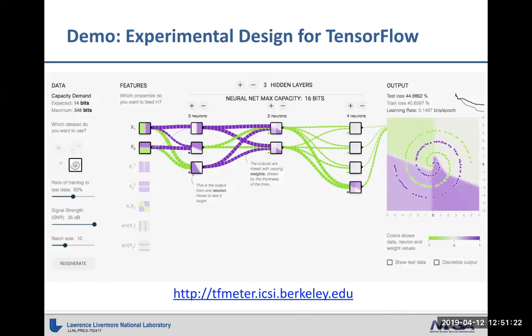So if you now want to try this out, this is a bunch of abstract stuff. Here is TF meter. On the left you get a couple of data sets, and when you click on them, it shows you the network capacity and the expected capacity, which is 14 bits in this case. You can also add noise and all of this. Ignore the features for now. We haven't yet implemented filtering the data sets by the features and then calculating the accuracy and capacity. We ignore the features for now.